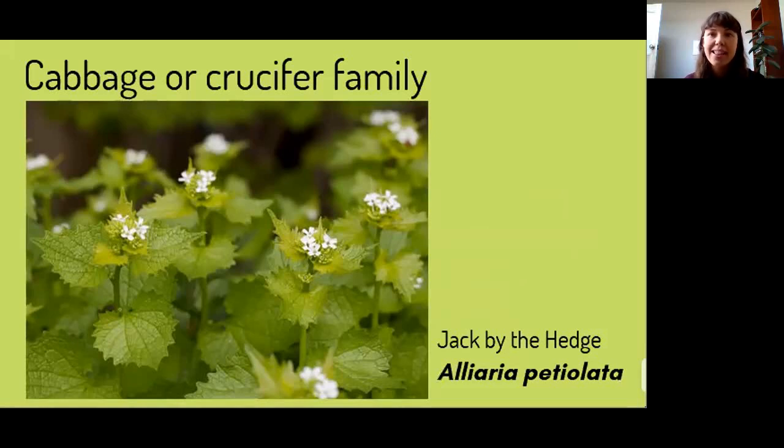The one we are looking at, the example, is Jack by the hedge, or garlic mustard. So it's got nettle-like toothed leaves, but look out for those cabbage-like flowers in a crucifix shape. And this one smells of garlic when bruised, and you can eat the leaves. They're meant to be very good in salads. And Jack is a lover of hedgerows and open woodland, and it flowers from April.